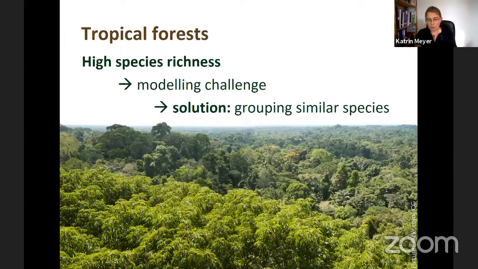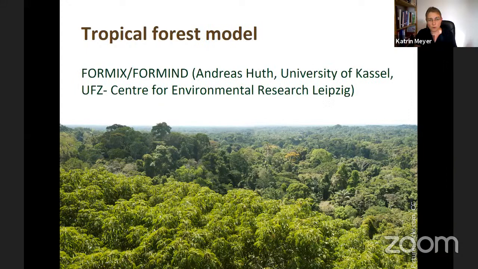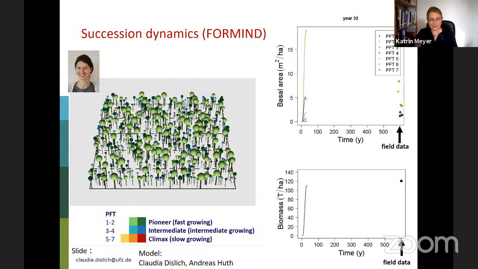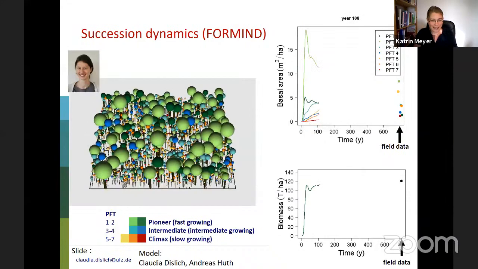And here I've brought you an example which has not been developed in our group, but by Andreas Huth from the IFSA Center for Environmental Research in Leipzig, which is also in Germany. It's called ForMind, but it's such a nice example. One of his postdocs actually worked in our group later, and I'll show you slides from her. So that's why I'm very happy to cite and show you their work. And so this is ForMind, and here you see Claudia Dieslich. That's the postdoc who then worked in our group and who did this analysis.